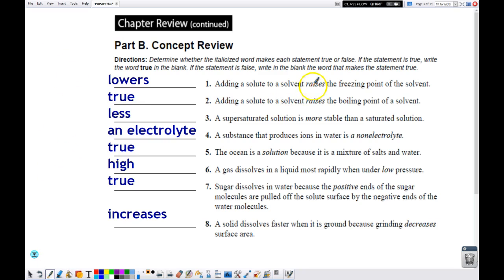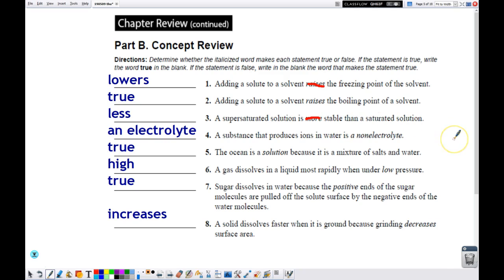In number 1, you can see it says that adding solute to a solvent raises the freezing point of the solvent. Actually, it lowers the freezing point. You have to get it a lot colder to make it freeze. Adding solute to a solvent raises the boiling point of a solvent. This is true. A supersaturated solution is less stable than a saturated solution.